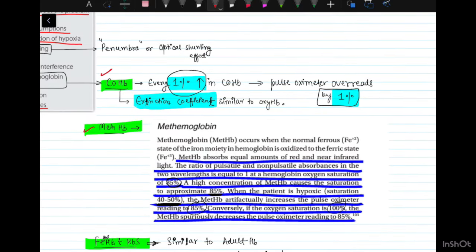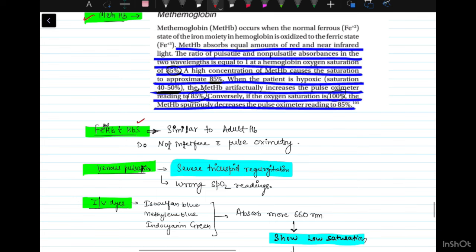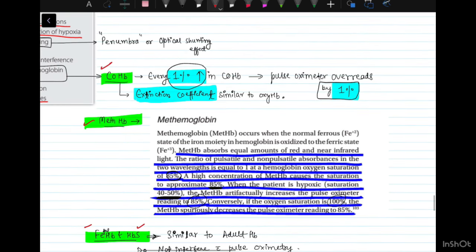In the abnormal hemoglobin molecules, like carboxyhemoglobin, methemoglobin, HbS or fetal hemoglobin, you need to see that for carboxyhemoglobin, a 1% increase makes the pulse oximeter overread by 1%, because the extinction coefficient is similar to the oxyhemoglobin. That is the reason that suppose the normal saturation of the patient is 70, but it will show as 90%, and you will feel like the patient doesn't require oxygen supplementation, where actually it does.